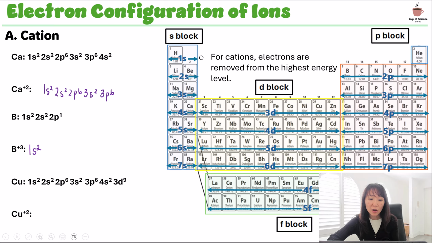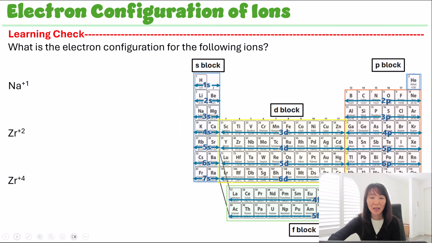If that is so, then we will get 1s2, 2s2, 2p6, 3s2, 3p6, and we don't have the 4s2 because the 2 has been taken out, and we're left with 3d9. Let's do a learning check. Try these and come back and check the key.